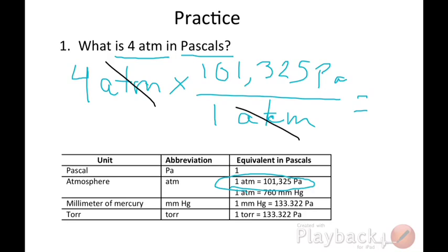And by putting this in our calculator, 4 times 101,325, we get 405,300 pascals, and you want to circle or box your answer.